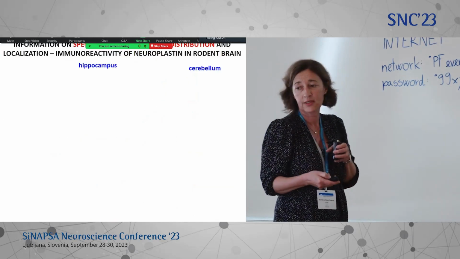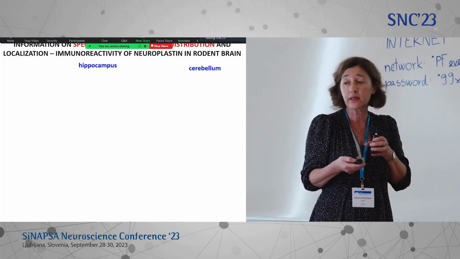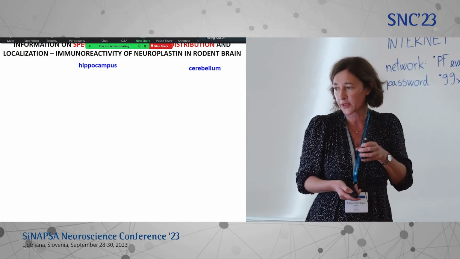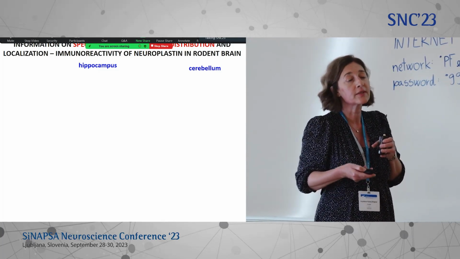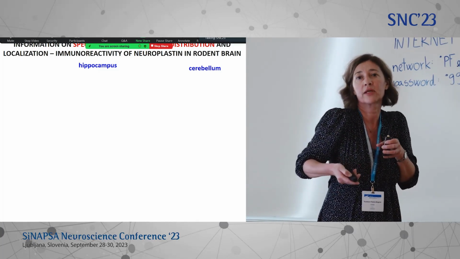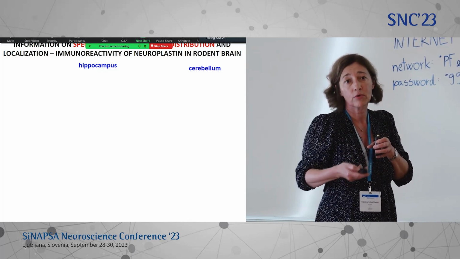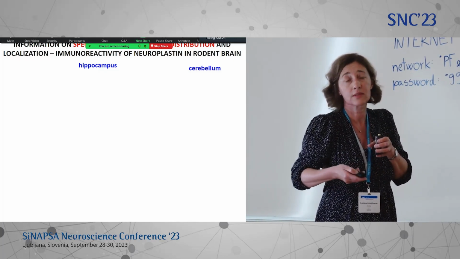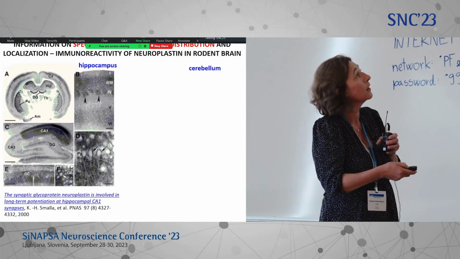So this was just some information about the signaling mechanisms which are activated by neuroplastin. Also, what is interesting to say about neuroplastin is where this protein is expressed when we are looking in brain tissue. So data are coming from studies on the rodent brains in mouse, rats, but I will show you something which is coming from the studies in mouse.